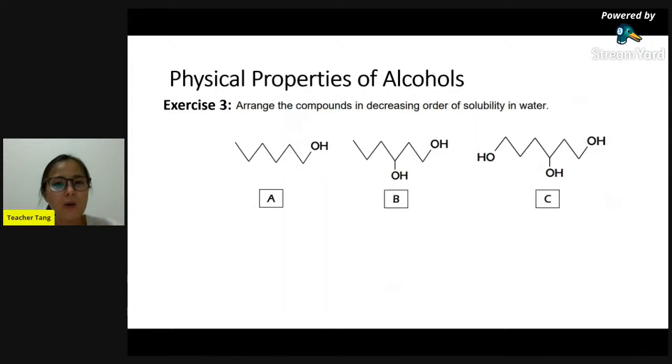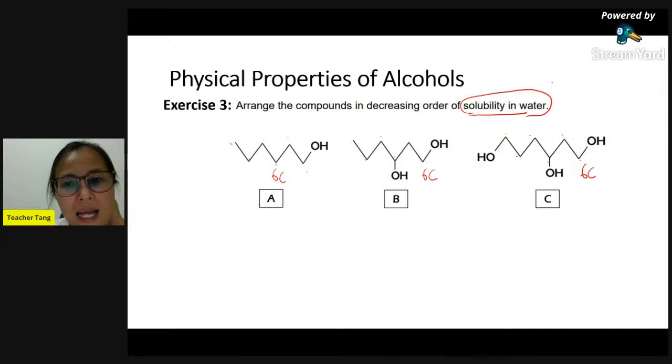So now we move on to look at solubility in water. Remember, solubility in water is determined by the number of hydroxyl groups and also the molecular weight. So for this one, 1, 2, 3, 4, 5, 6, 6 carbon. So it's not the molecular weight factor. Therefore, the solubility in water for this question is determined by the number of hydroxyl groups.